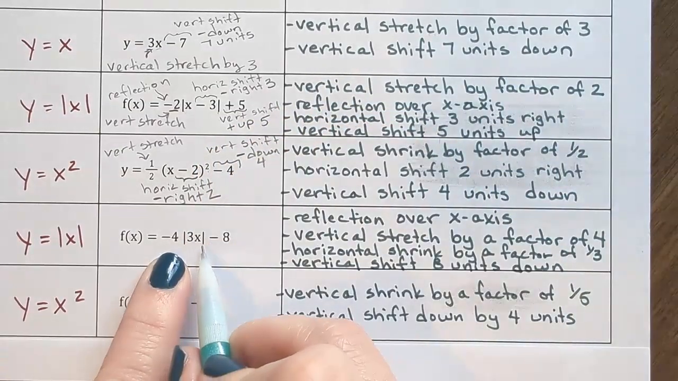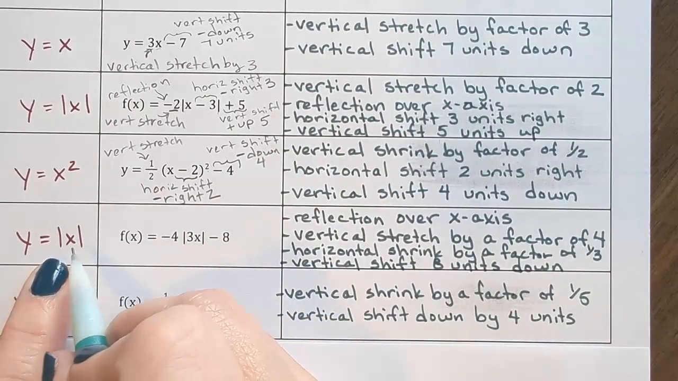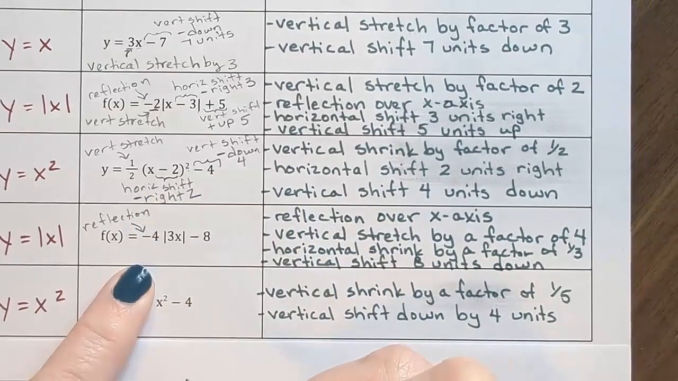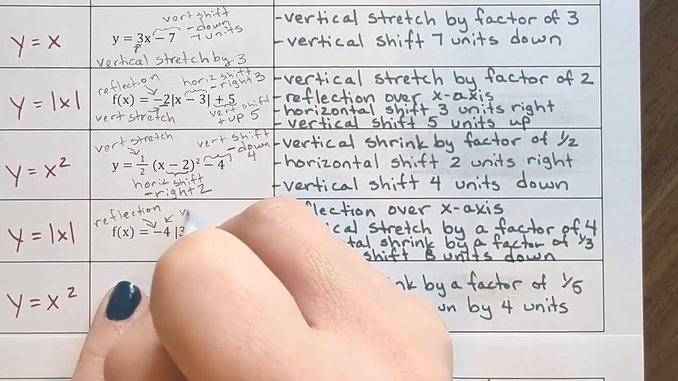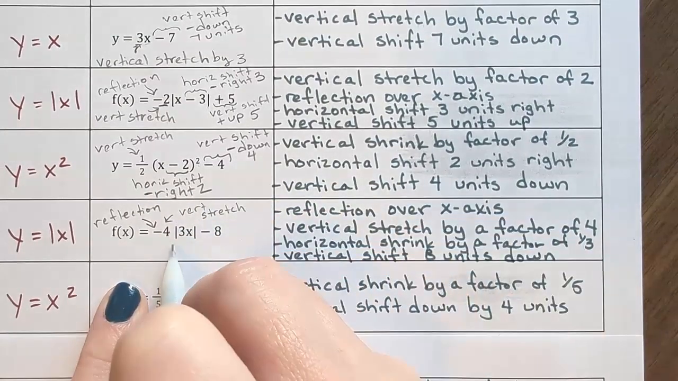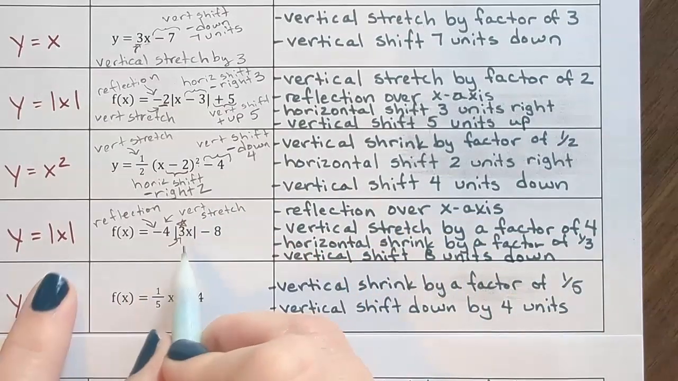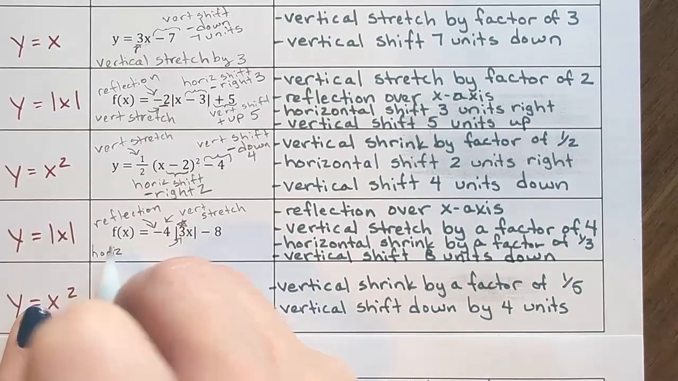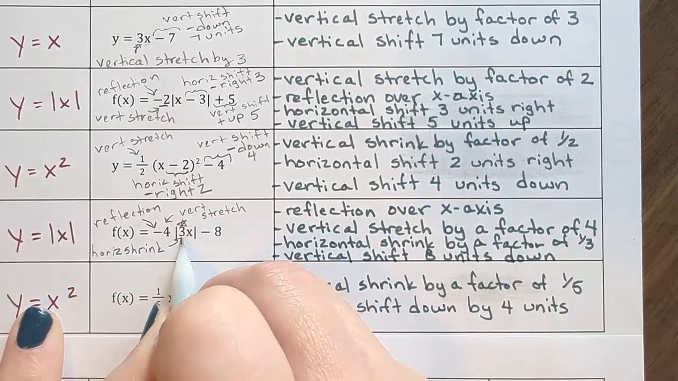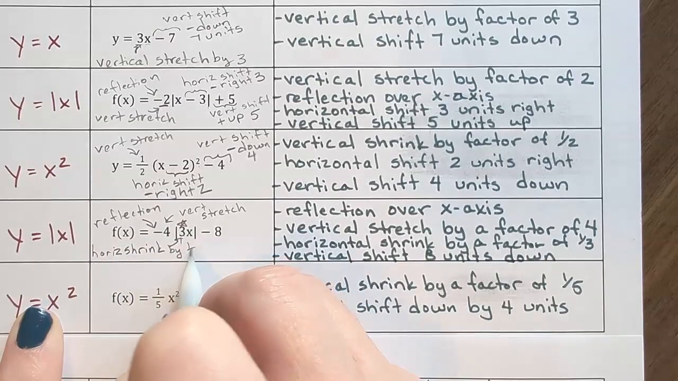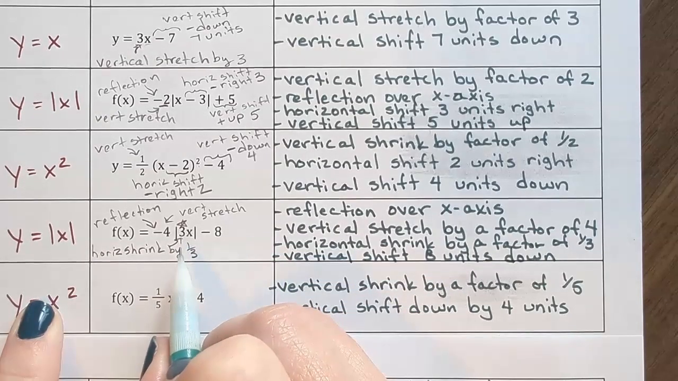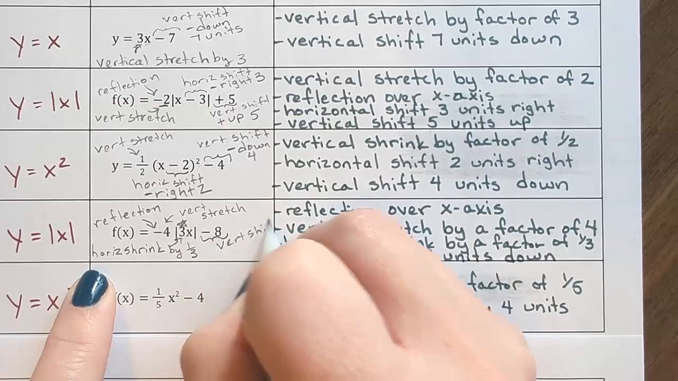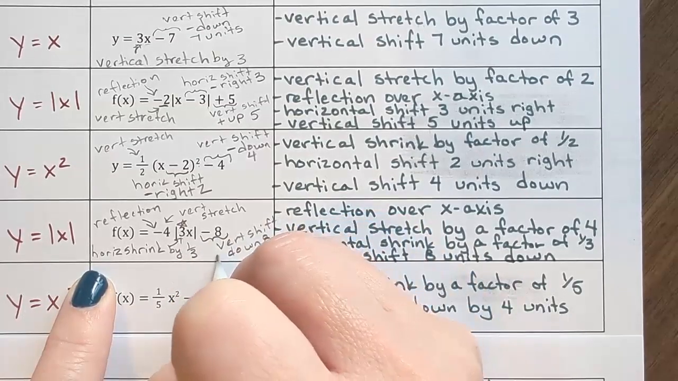All right, this one, because we have the absolute value brackets, this is the parent function. So the changes are, we have this negative here means we're going to have a reflection over the x-axis. The 4 means we're going to have a vertical stretch by a factor of 4. This 3, that's going to be different because it's next to the x inside the brackets. We're going to have what's called a horizontal, and it's going to do the opposite. It's going to be a shrink, and not by 3, but by 1/3, because anything horizontal tends to be the opposite. And then this is in the y-intercept position, so it's going to be a vertical shift, and it's going to go down 8 because of that negative right there.